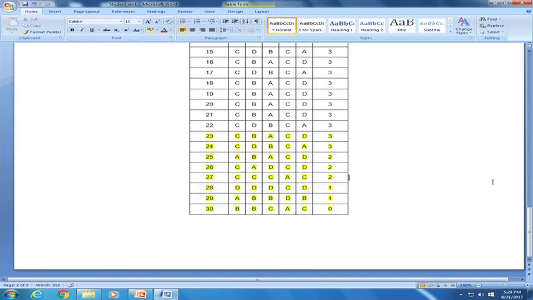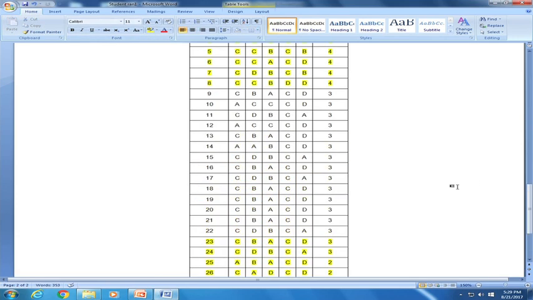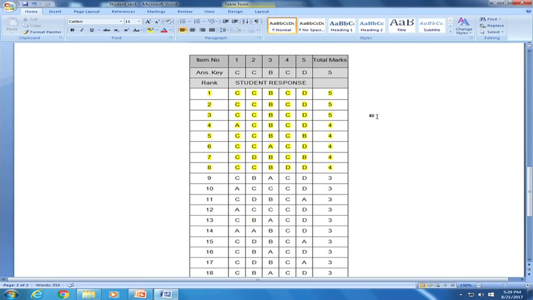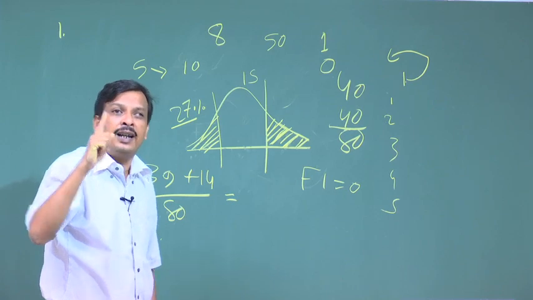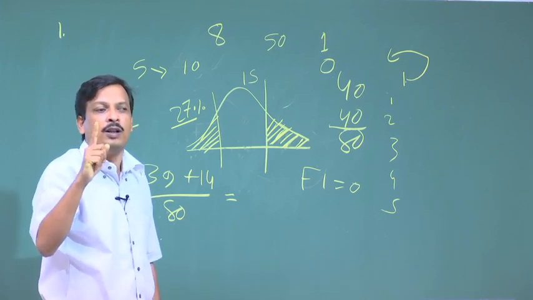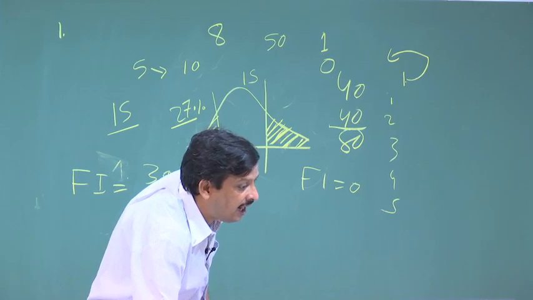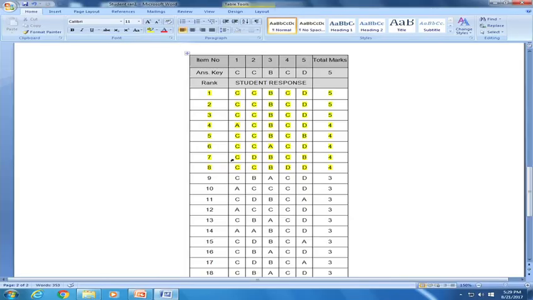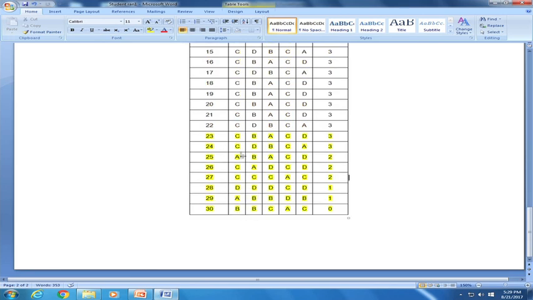Now, suppose I want to find out the facilitation value of test item 1. Let us say every correct answer gives 1 mark. The number of students who gave the correct answer in the upper group: out of 8, 7 students gave the correct answer. The number of students who gave the correct answer in the lower group: out of 8 students, 4 students gave the correct answer. So, if all students gave the correct answer, what are the marks? 8 plus 8.